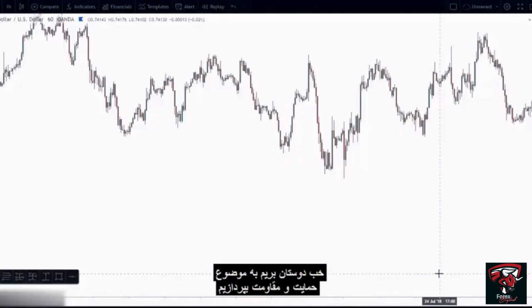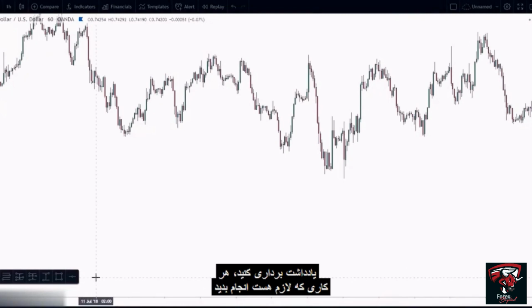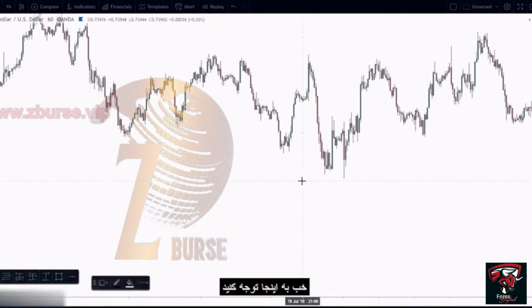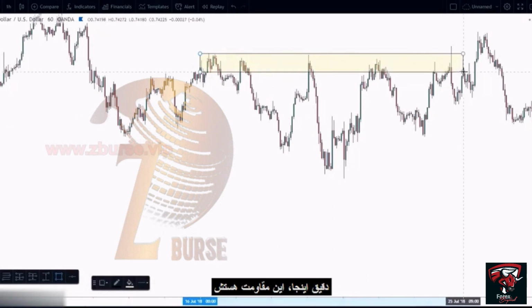Alright guys, so let's go ahead and go over support and resistance. This is very, very important, okay? Very important, so pay close attention to this. Take your notes, do what you gotta do. Okay, when I mark my support and resistance, I'm going to use this box, this rectangle. So check this out. This is what you call resistance, right here.